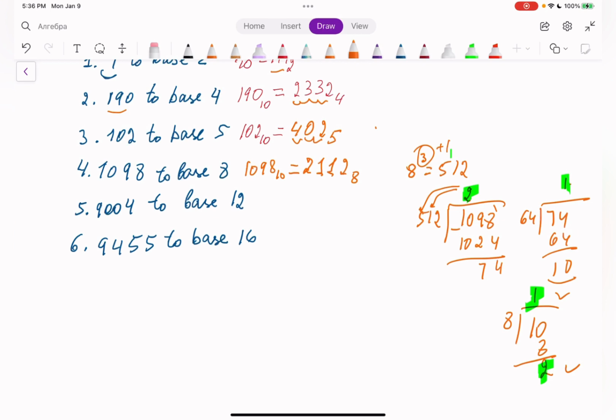Next one, it's going to be 9004. 9004 to base 12. All right?